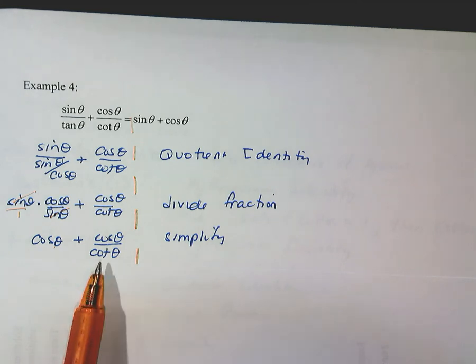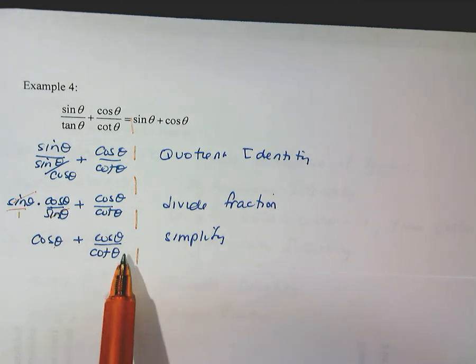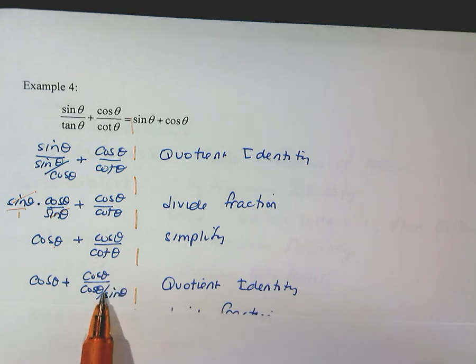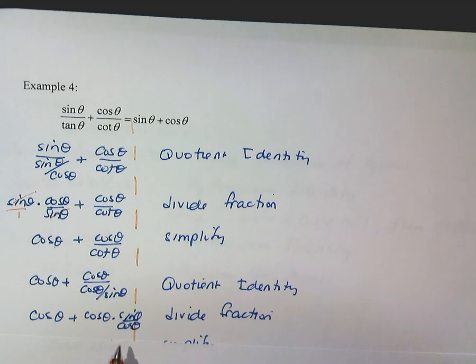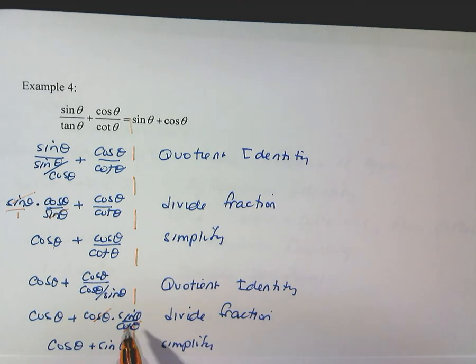So now I can go ahead and change this, cosine over cotangent. I'm changing cotangent to cosine over sine. Once again, just like my quotient identity from before. I'm going to flip the fraction underneath. So instead of cosine over sine, I'm multiplying by sine over cosine. My cosine over 1 times sine over cosine is 1. So I get cosine plus sine.